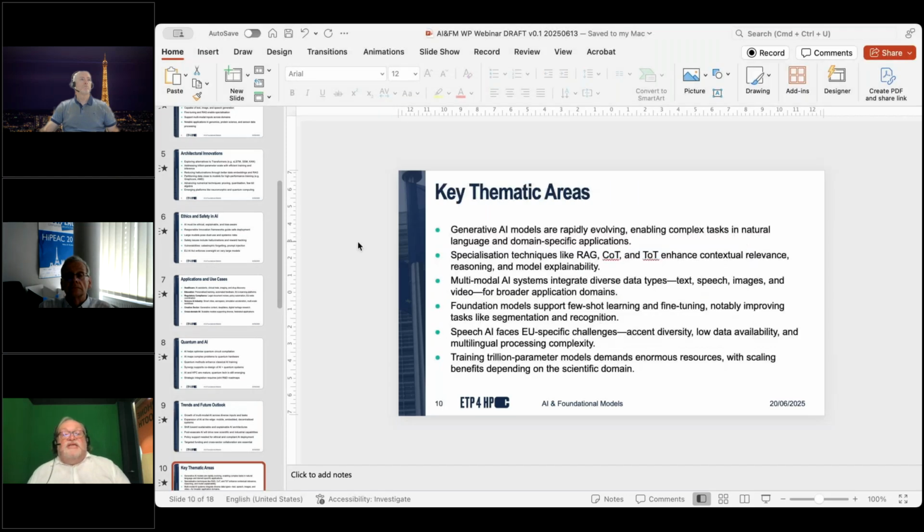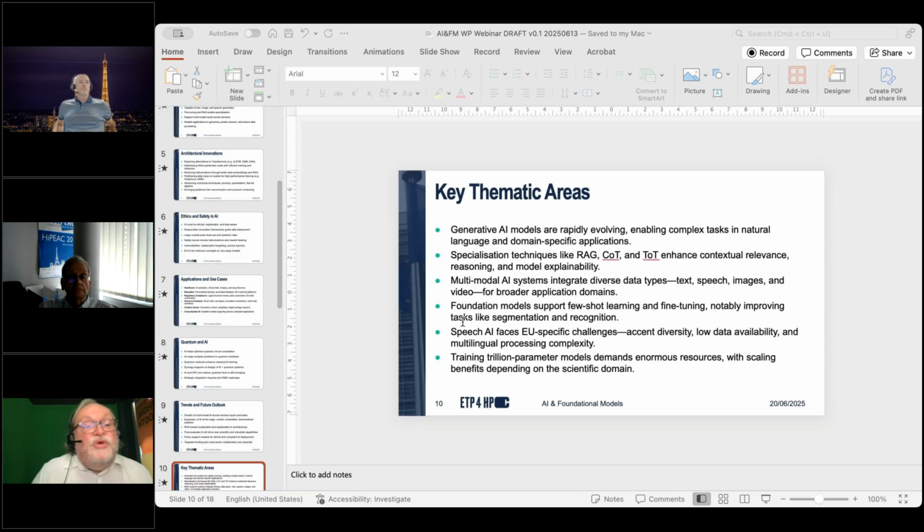So let's summarize our key thematic areas. Our white paper defines priority themes: specialization techniques, RAG, LoRA, and chain of thought prompting; energy efficient and sustainable architecture designs for trillion parameter scale; multilingual AI that reflects our European diversity, IP control, privacy preserving AI, and adversarial robustness. We've all got a responsibility to ensure that AI is reliable, resilient, and compliant.